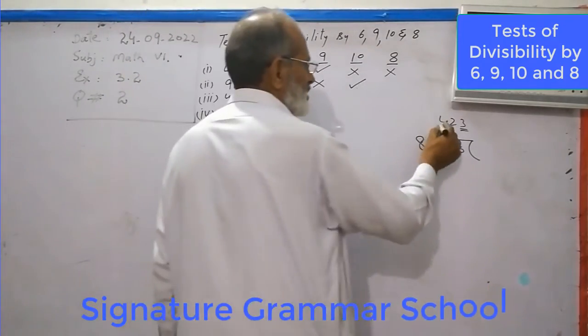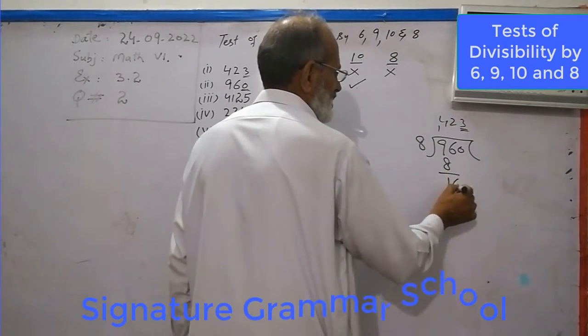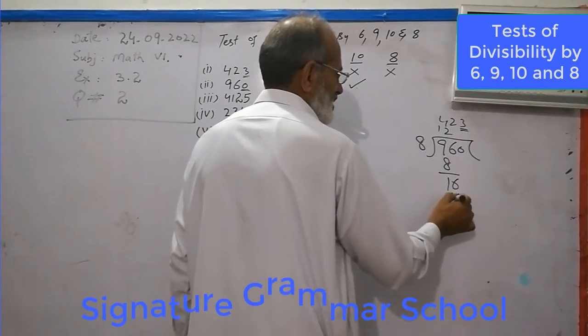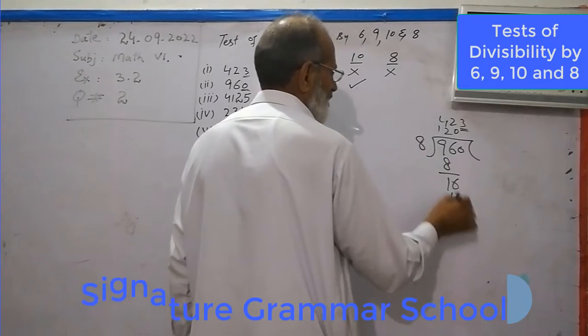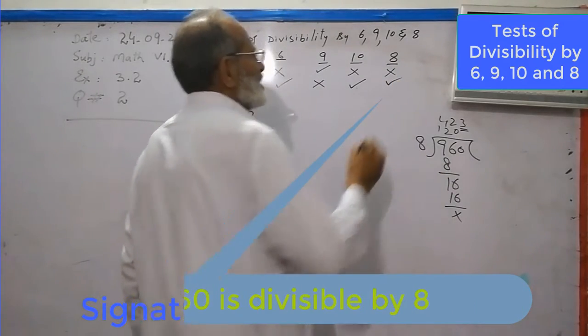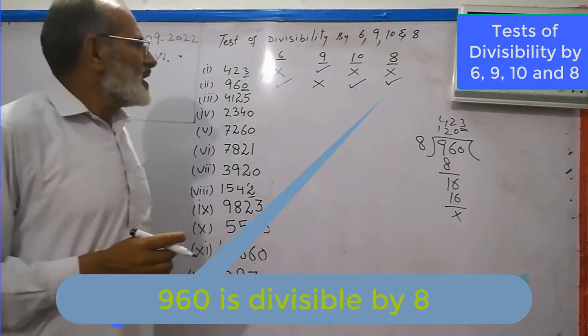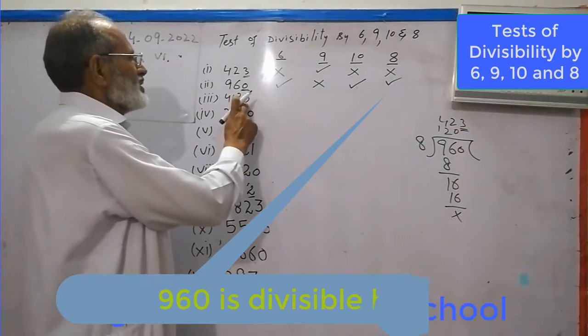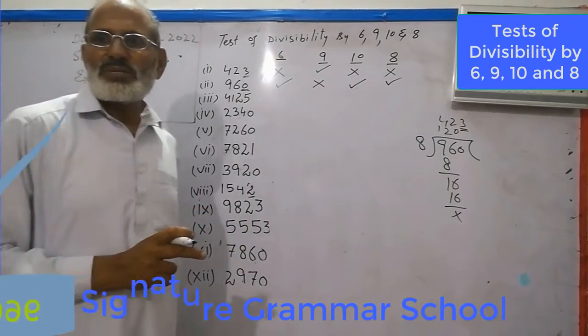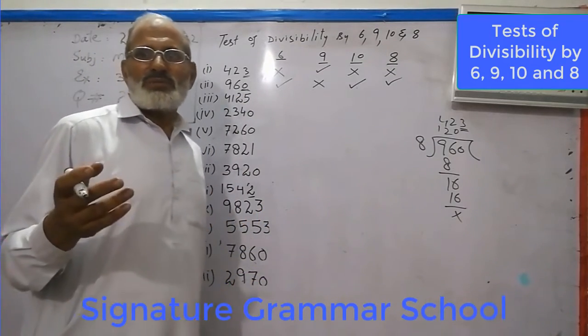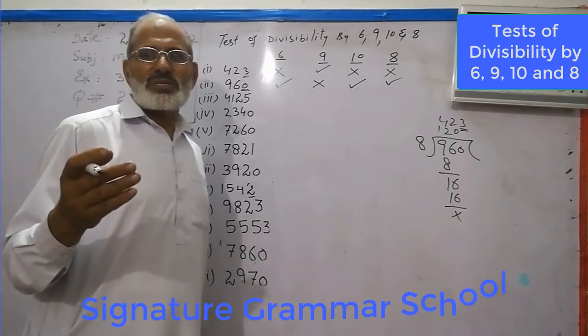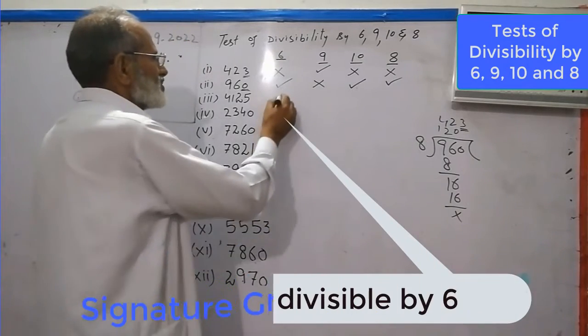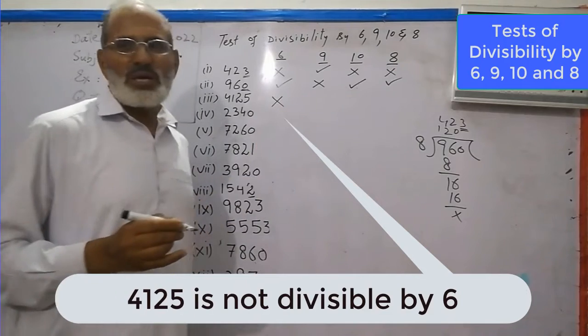Now at 1 and 8, here 1, and 2 is 16, and this 0 goes up. Therefore, this value is divisible by 8. Coming to the third one, here is 5, and 5 is an odd number. It's not divisible by 2, so the first condition is not met. Therefore, this value is not divisible by 6.